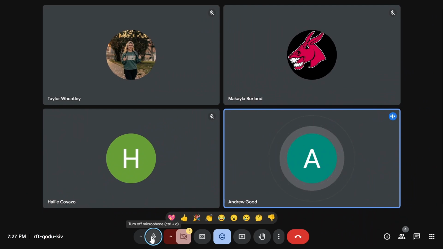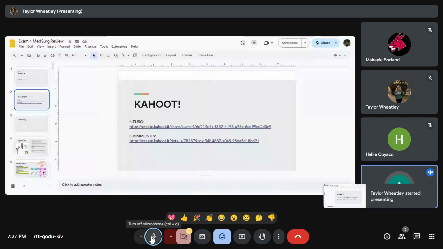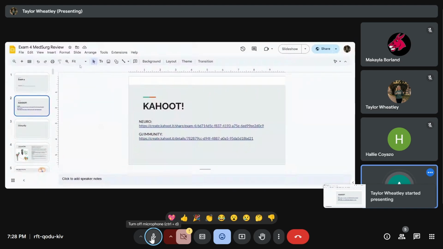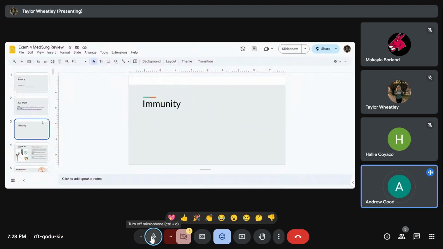So we'll go through our slides together, point out some key information that will be on the exam, or at least what we remember to be on the exam. The Kahoots are in there for you to use. I will go back and change that question that was wrong into airborne precautions instead of neutropenia precautions, because that was wrong. That was my bad.